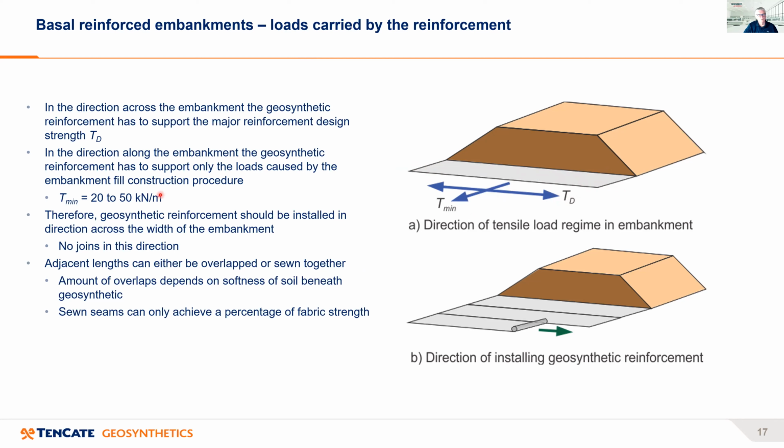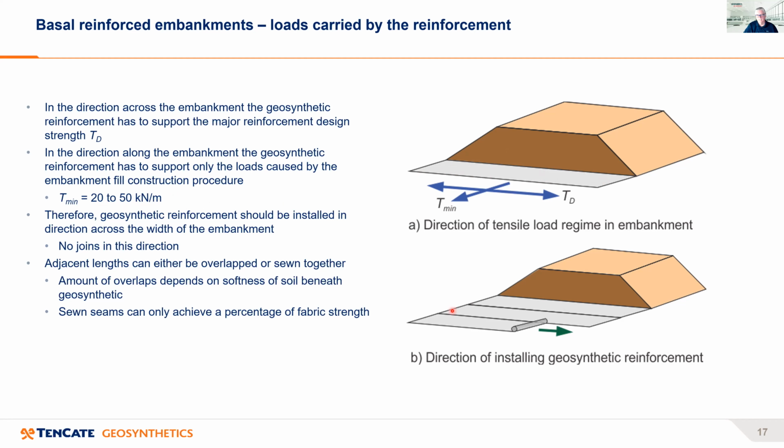And they're normally only about 20 to 50 kilonewtons per metre. And their magnitude is really determined based on how the contractor places his fill on top of the reinforcement. If he places it in a good manner, then these loads generated in the reinforcement in the longitudinal direction remain quite low like this. Whereas the loads in the cross direction can normally be 10 times these, so 200 to 500 kilonewtons per metre in the cross direction.